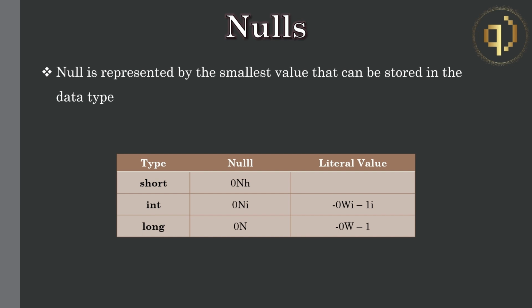Null for the long data type is represented by 0n and is equal to the long value of -0w minus 1. You might have noticed that I did not show the literal value of 0nh as minus 0wh minus 1 in the table. This is due to a property of shorts that I will discuss next, but just know that you can still think of 0nh as being negative 0wh minus 1.